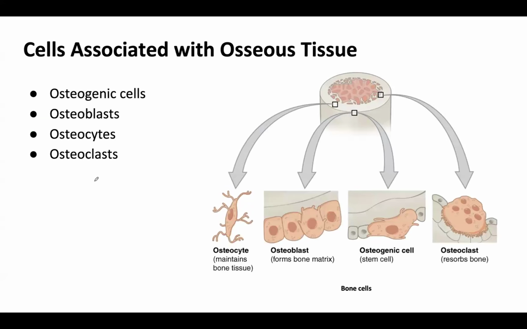So let's list these four major cells associated with bone. These will include osteogenic cells, which are the stem cells. You will have osteoblasts, which are our bone builders. Osteocytes are mature bone cells. They maintain bone tissue. And last but not least, you have osteoclasts, which will be the cells that are going to break down bone. You'll also hear this referred to as resorption.